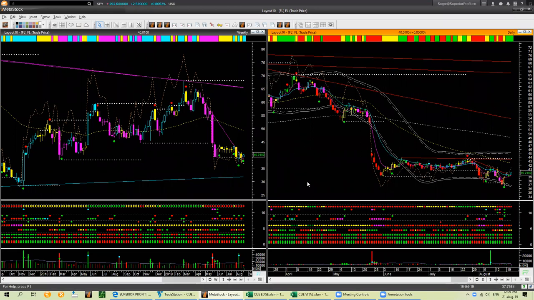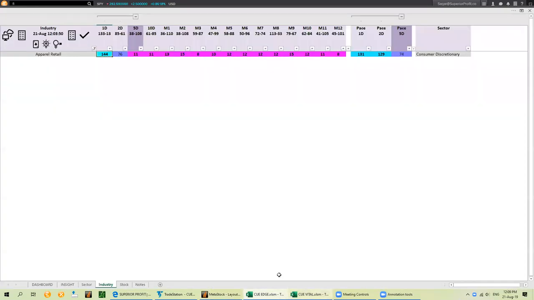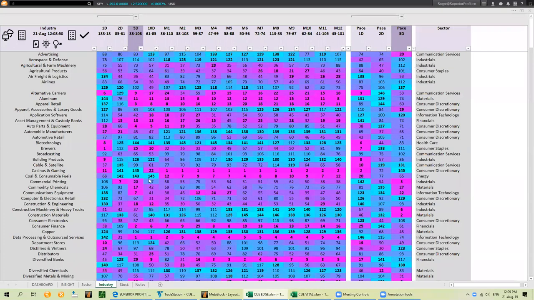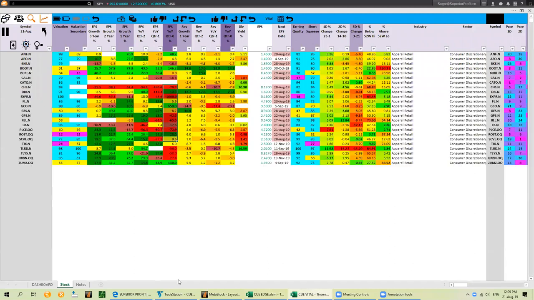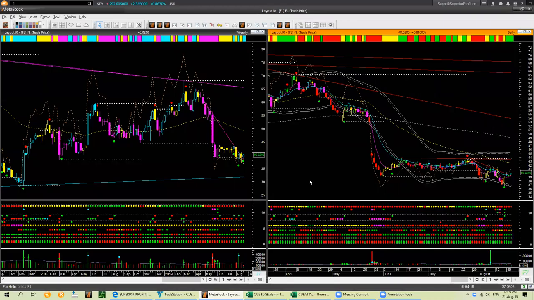This is how you can combine the industry strength in real time with fundamental strength, also in real time, and technical strength and Q trade setups that are based on an unambiguous checklist to find trade setups in any market condition.